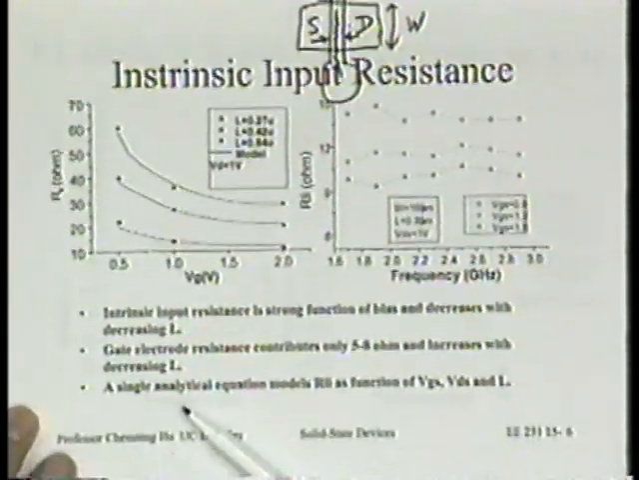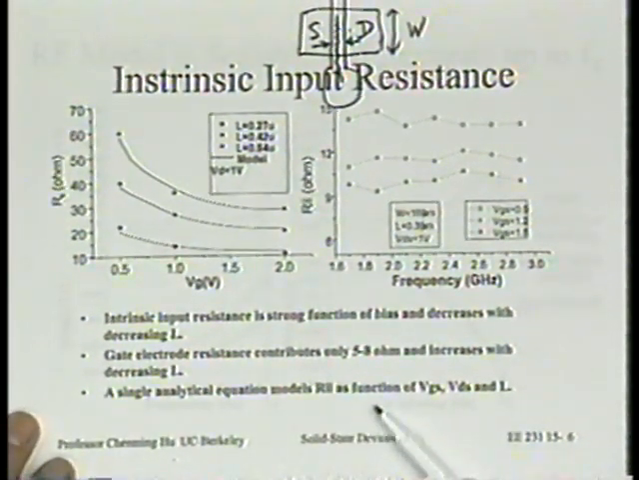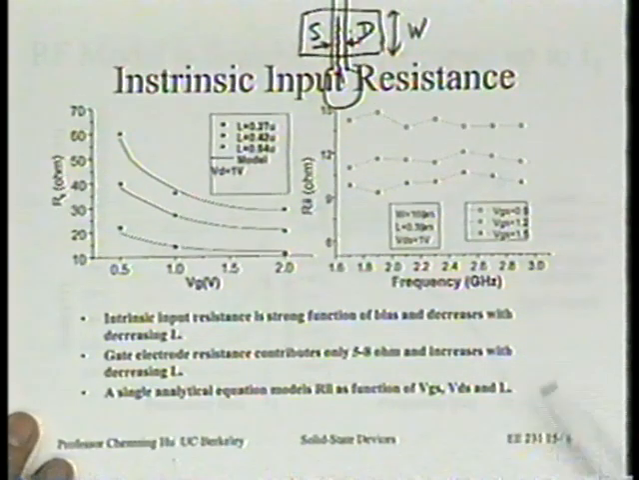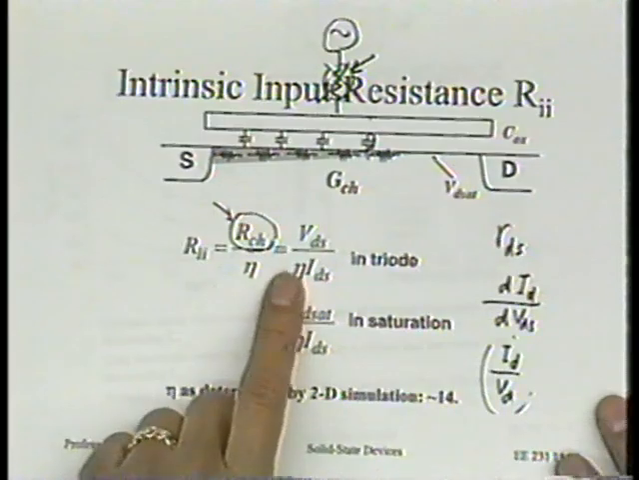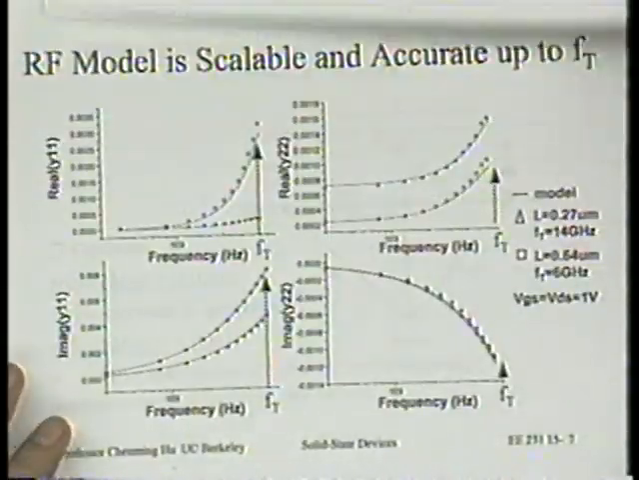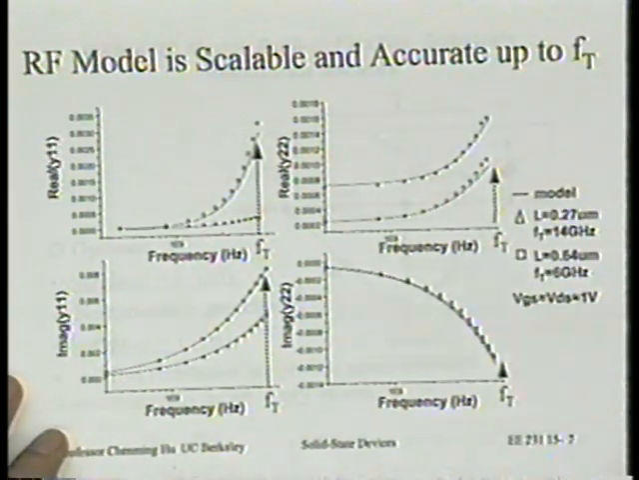And there's one single analytical equation that models RI as a function of VGS, VDS, and L. And the single equation, by the way, is really just this, no ifs and buts. It's that simple. But it really made this become a contender for an RF design model now.